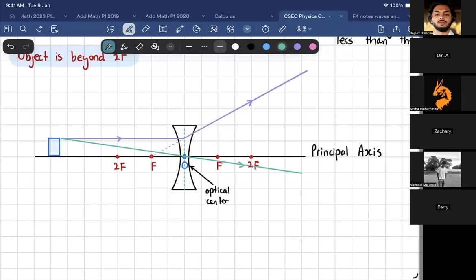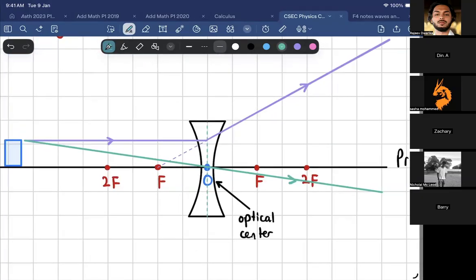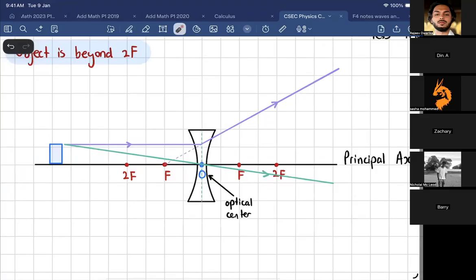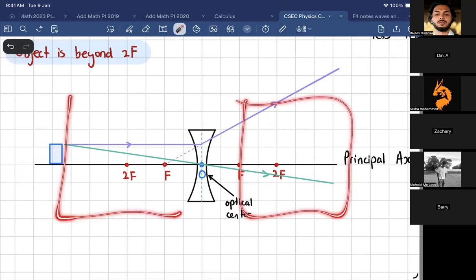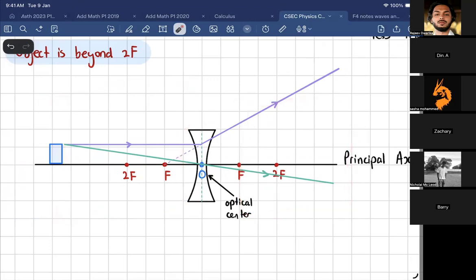And what exactly are we looking for? We are looking for a point of intersection. Are you guys seeing a point of intersection? Yes. Only one. We're looking for a point of intersection between the purple line and the green line. Are you all seeing an intersection? Yes, sir. Right. Is it after the lens or before the lens? Before. Right.